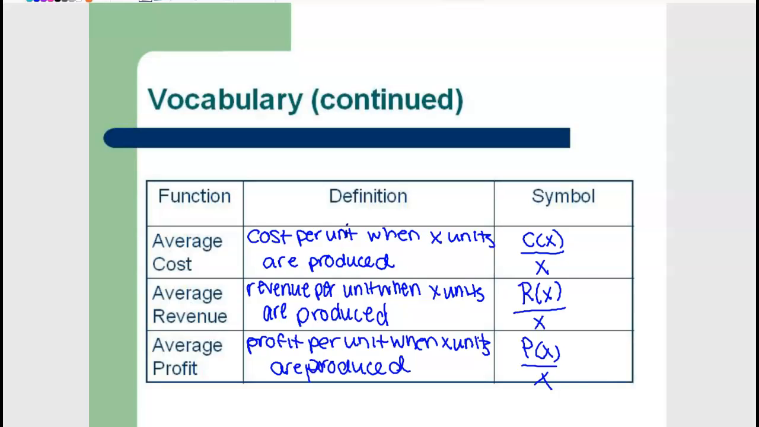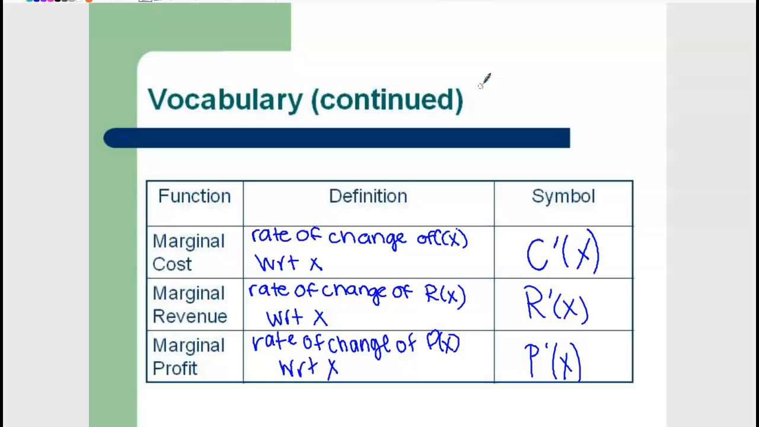And then the next part of the vocab is marginal. In calculus and in the real world, the word marginal means derivative. So in calc, when you see marginal, think derivative. So that's C prime of X, R prime of X, and P prime of X. That's the rate of change of each of those functions.